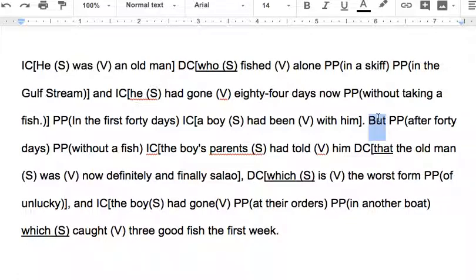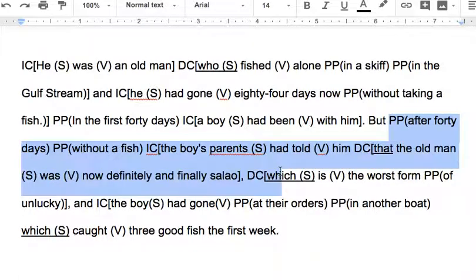So let's take a look at this. We start the sentence with a coordinating conjunction, which you're not supposed to do technically, but when you break that rule, you notice it adds a lot of emphasis to the sentence. Starts with a prepositional phrase, after 40 days. Continues with another prepositional phrase, without a fish. Then we have the IC, the boy's parents had told him. Then we have a DC, that the old man was now definitely and finally salao. Then we have another DC, which is the worst form, followed by a prepositional phrase, of unlucky.